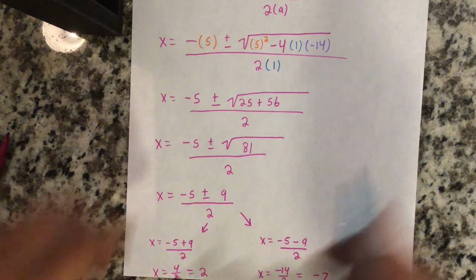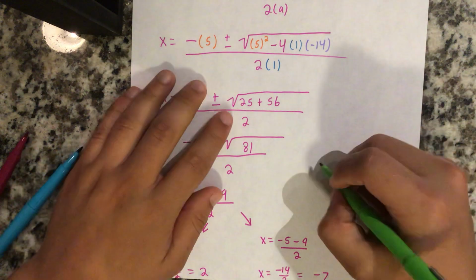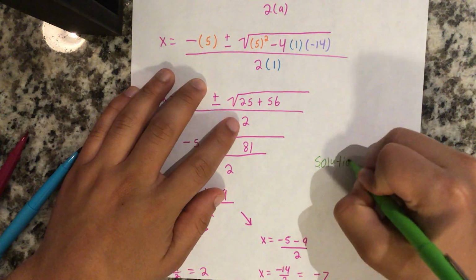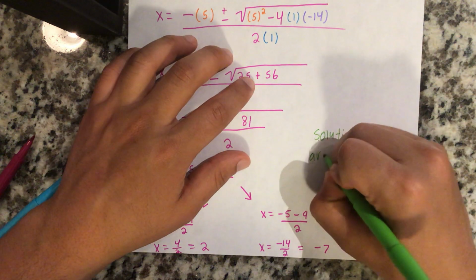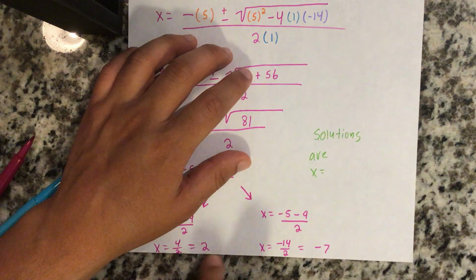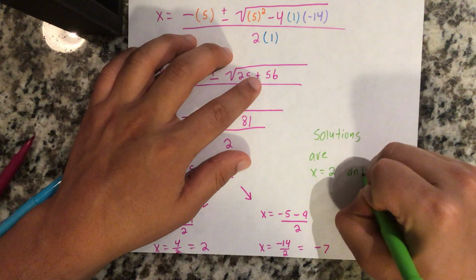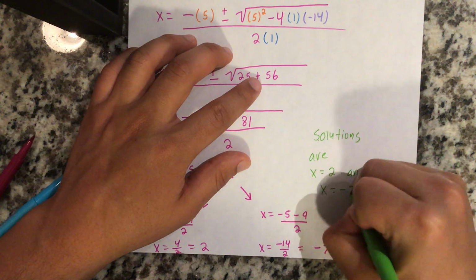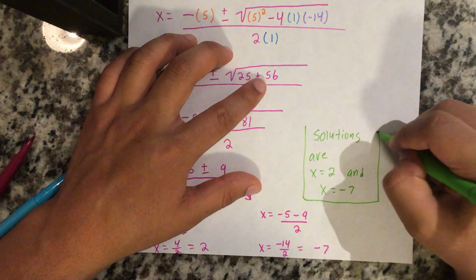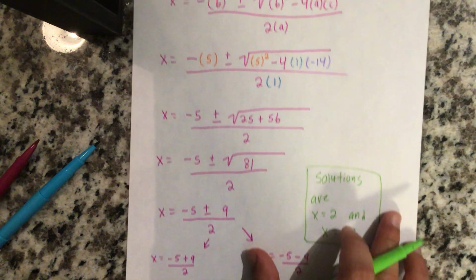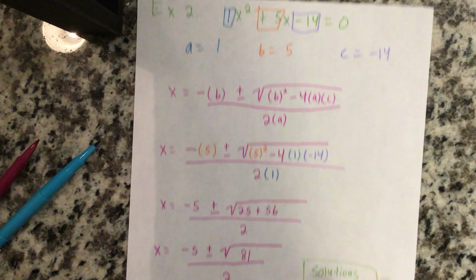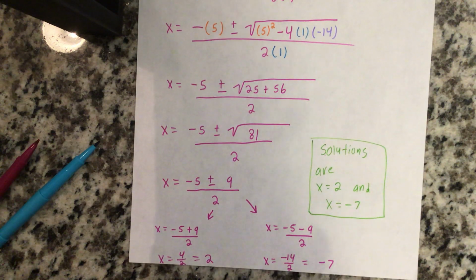Okay? So my final answer, my solutions are, I'm going to write it over here. Let me use a different color. I'll use green. So the solutions are x equals 2 and x equals negative 7. Those are my two solutions, okay? That is a whole lot of work. I know that, I am aware of that, but I really want y'all to at least give it a shot, okay?